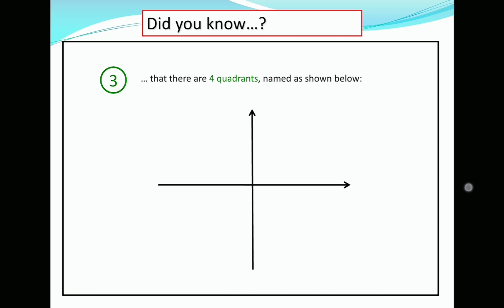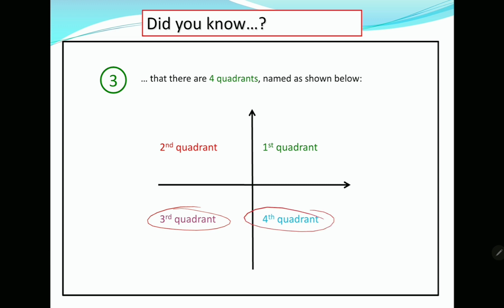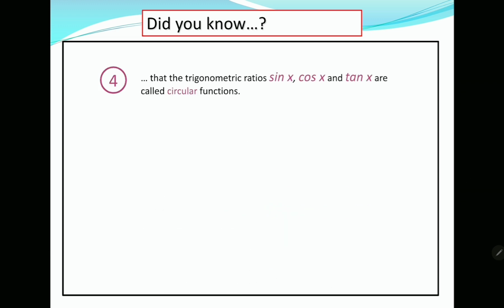There are 4 quadrants: first, this is second quadrant, this is third quadrant, this is fourth quadrant. Now trigonometric ratios are called circular functions because their values repeat after a fixed interval, and all their values can be represented on the unit circle. Unit circle is a circle of radius 1. Therefore these ratios, sine, cos, and tan, are known as circular functions.